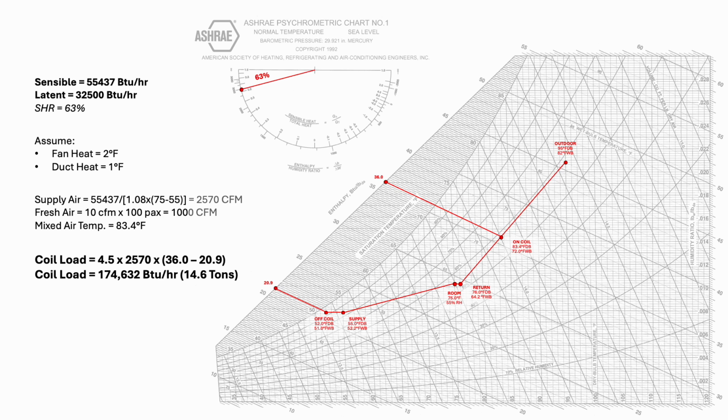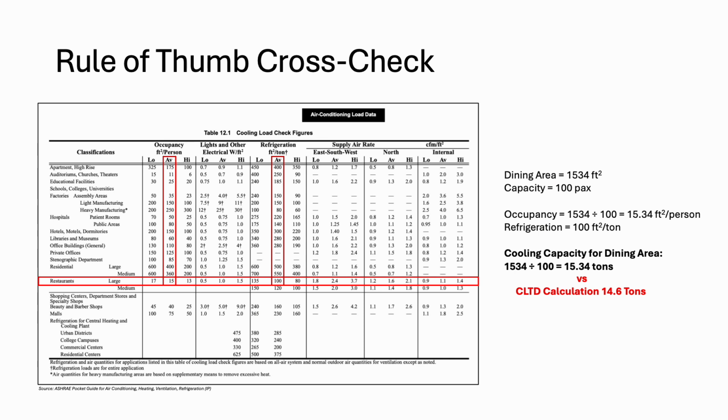So, how does this compare to the rule of thumb value? We can use this table to check our calculation. The occupancy is about 15 square feet per person. From the refrigeration square feet per ton, average value is 100 square feet per ton. Divide area by 100 gives us 15.34 tons. In comparison, our CLTD calculation is 14.6 tons. Both are within the typical range. If you have done similar design in the past, you can use the rule of thumb value to quickly estimate the size of your air conditioning system.